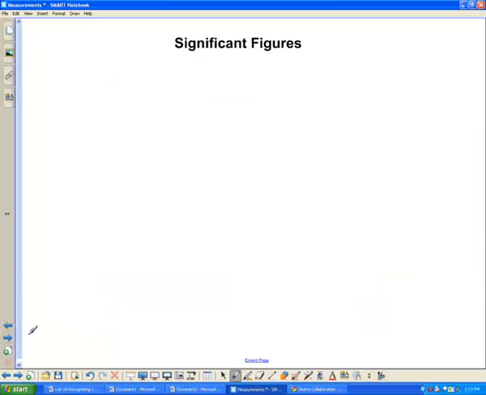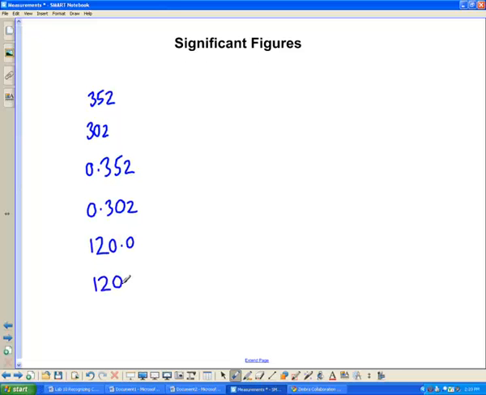Alright, so I'm going to start off by just writing out several numbers. 352, 302, and 0.352 and 0.302. Let's do 120.0, 120. So let's just do these. I'm going to be able to illustrate most of the rules just by these numbers.